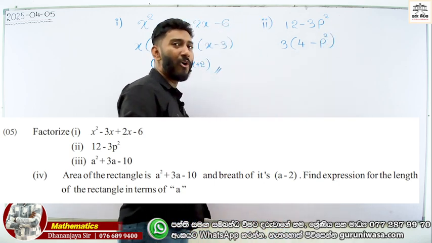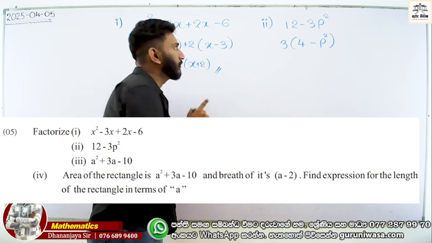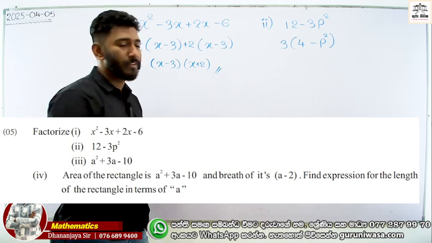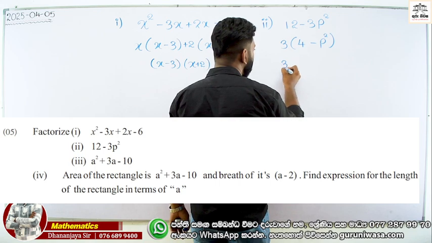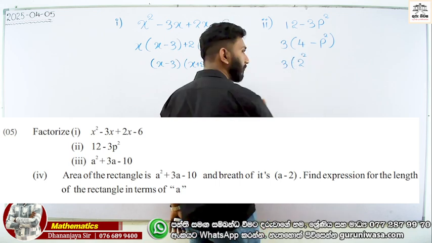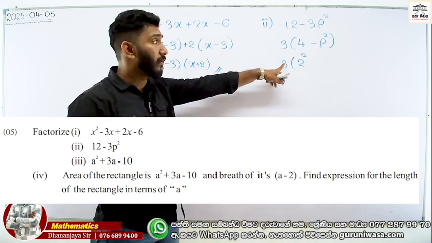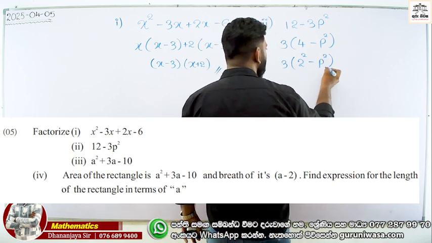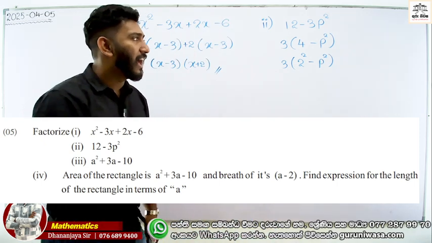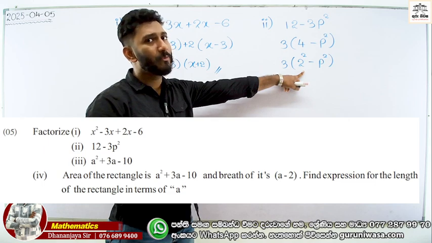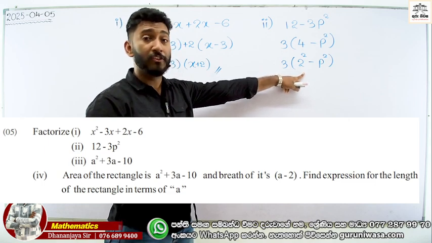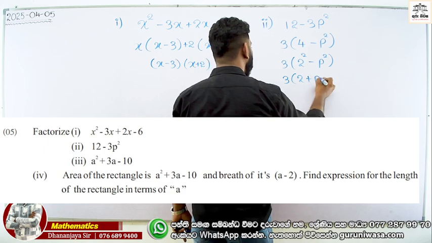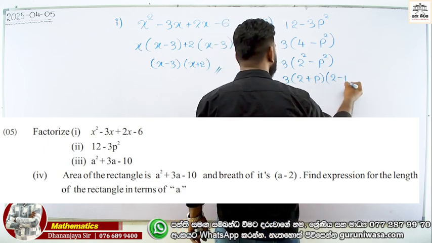That's it? No. Look at the inside of the brackets. This is a very special one. Inside of the brackets, 4 becomes 2 to the power of 2, and p squared. 2 squared, p squared. You know the steps now. This one we call a difference between two squares. Then the answer becomes 3, 2 plus p and 2 minus p.